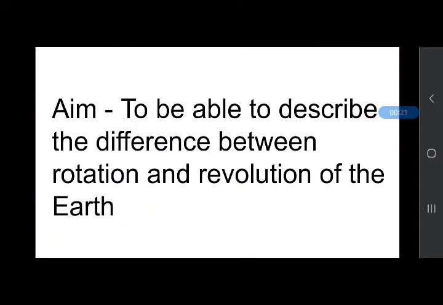Our aim for today is to be able to describe the difference between rotation and revolution of the Earth. We will know about movements of the Earth in today's class.